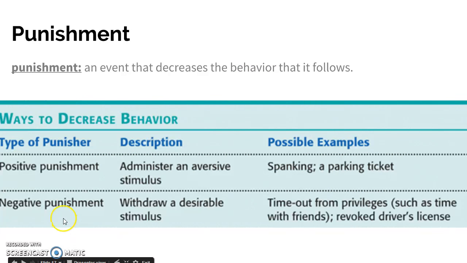Negative punishment is when you take away something good. Let's say you were getting bad grades in school. Your parents want to decrease that behavior, so they take away something good. They take away your cell phone. That's negative punishment. If you get too many reckless driving tickets or a DWI, you will have your driver's license taken away. That is negative punishment. They're taking away something good.